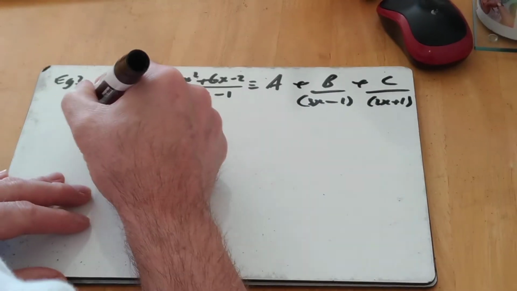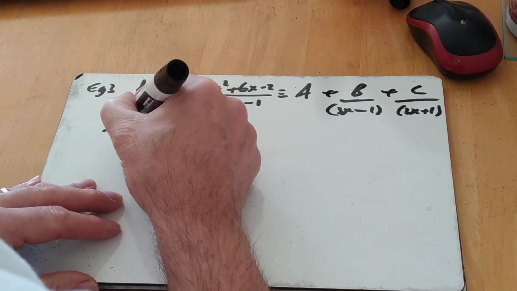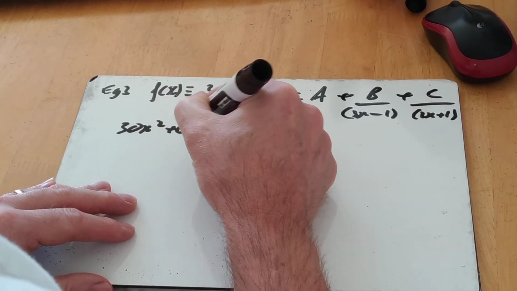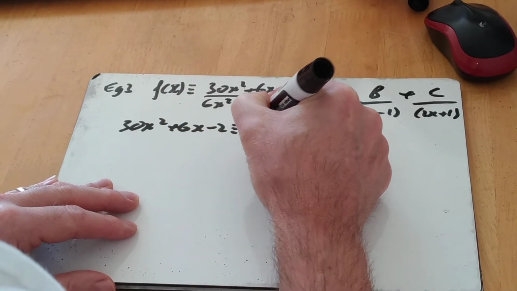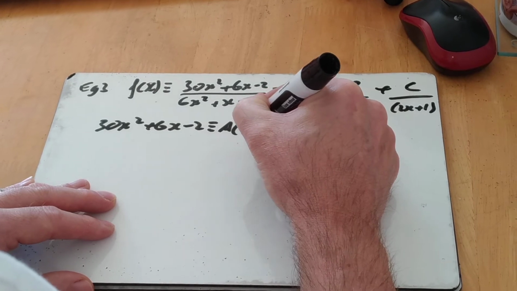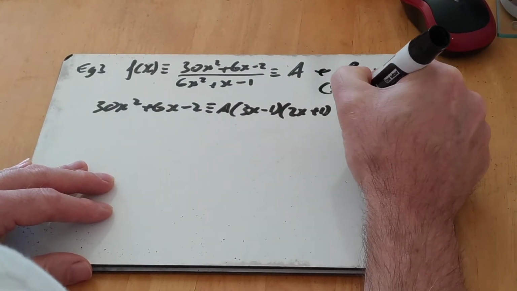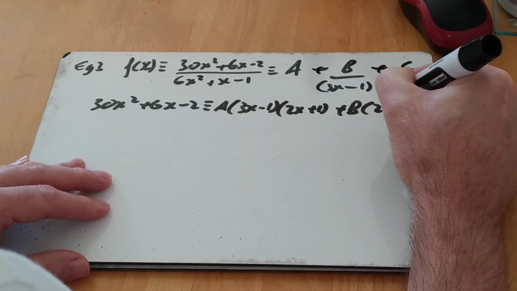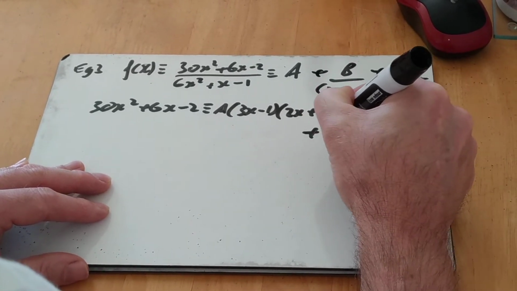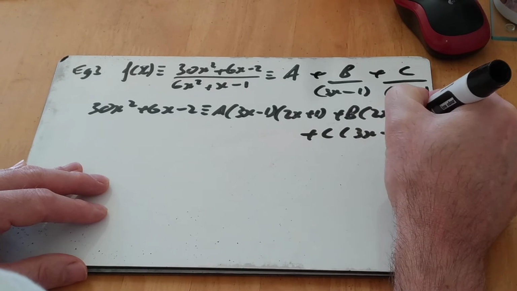Get rid of the fractions as always, times by the denominator, 30x squared plus 6x minus 2 is equivalent to A times both brackets, 2x plus 1, plus B times the other bracket, 2x plus 1, plus C times the first bracket, the 3x minus 1.